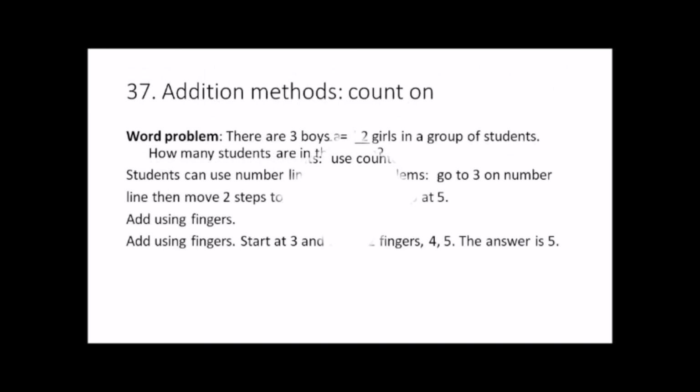Okay, addition methods, count on. And you have a word problem, 3 boys and 2 girls. How many students in the group? Let them be able to count on. Use a number line, go to 3, and then move 2 steps to the right. You end up at 5. So you count on from 3. Or use your fingers, just count on to 5, and that's it. You just count on from 3. So you just need 2 fingers to count for the 2 girls, 4, 5.